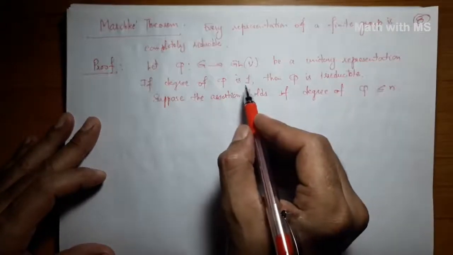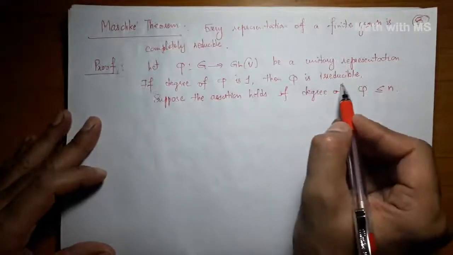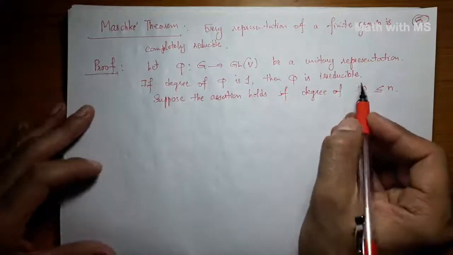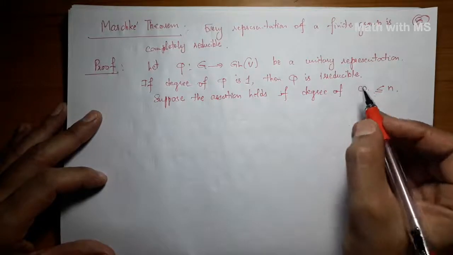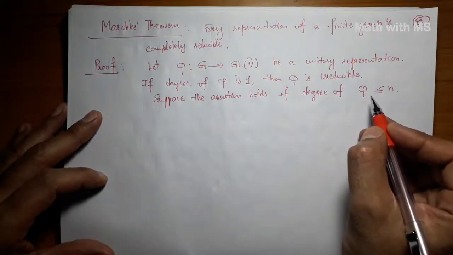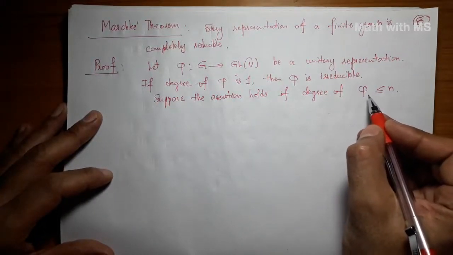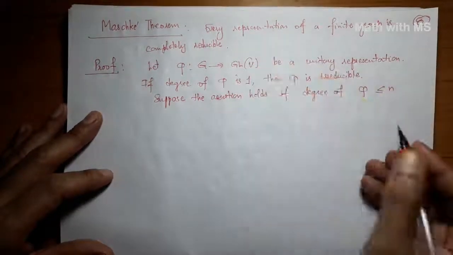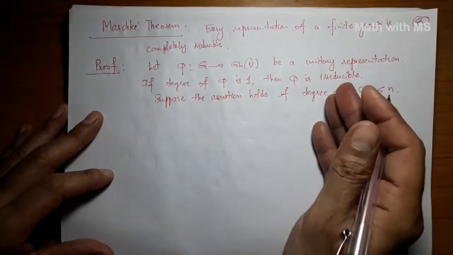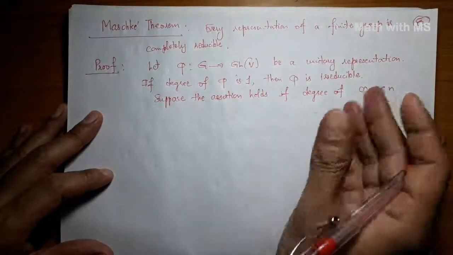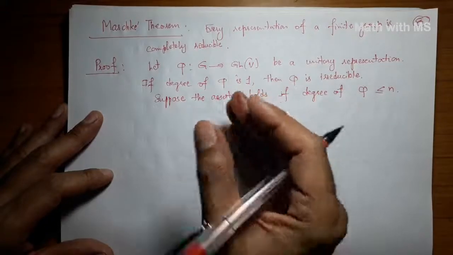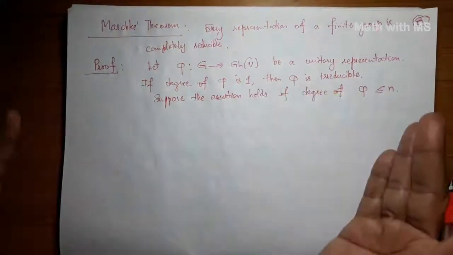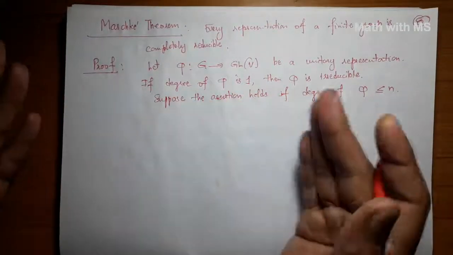If the degree of the representation is 1, then there is nothing to prove because it has to be irreducible. A one-dimensional space cannot have any proper G-invariant subspace. Suppose the assertion holds for all representations whose degree is less than n. Now for a unitary representation, I know that either it is irreducible or it is decomposable. If the representation itself is irreducible, again we are done. If not, then it is decomposable.